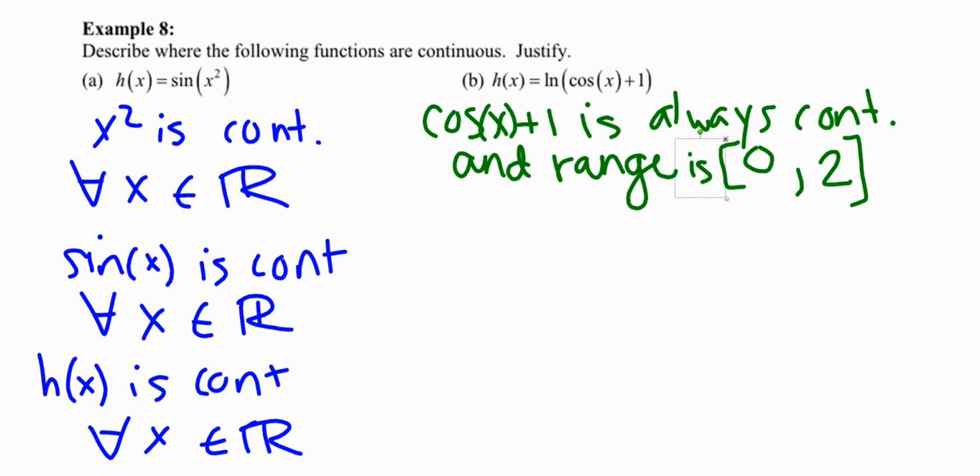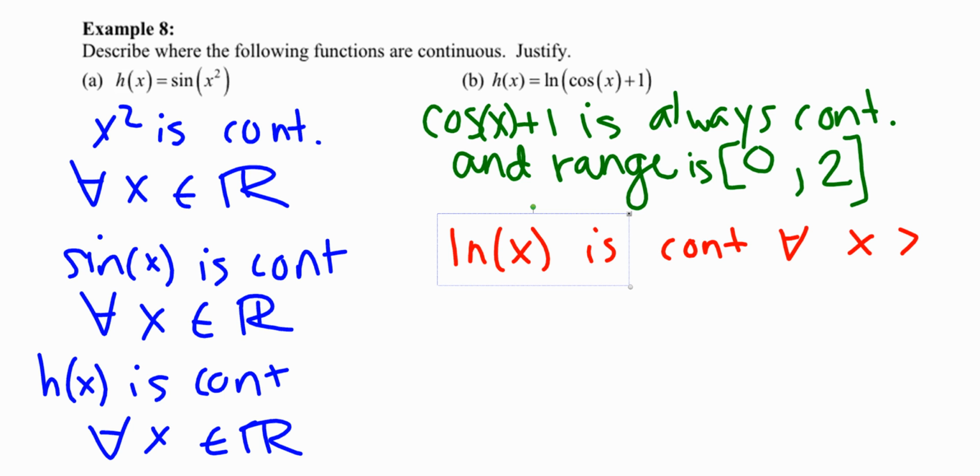Now, let me change colors here. ln of x is continuous for all x values greater than 0. Okay, so whatever we're putting inside of there cannot equal 0, but we have a problem because we just wrote that the range could be 0. So we have to figure out where h of x is discontinuous.